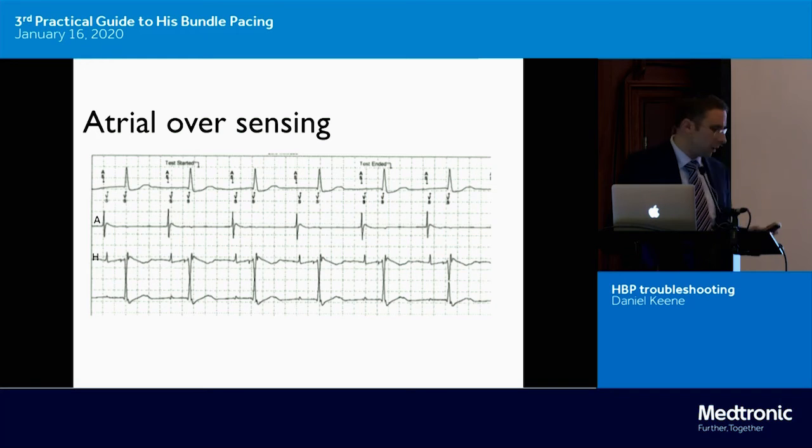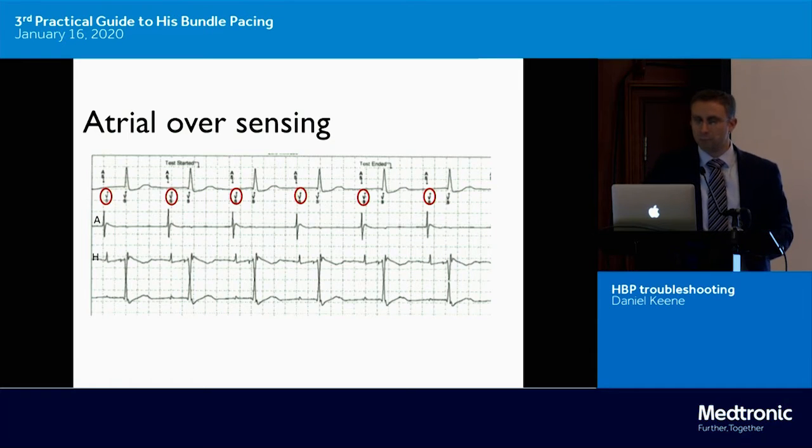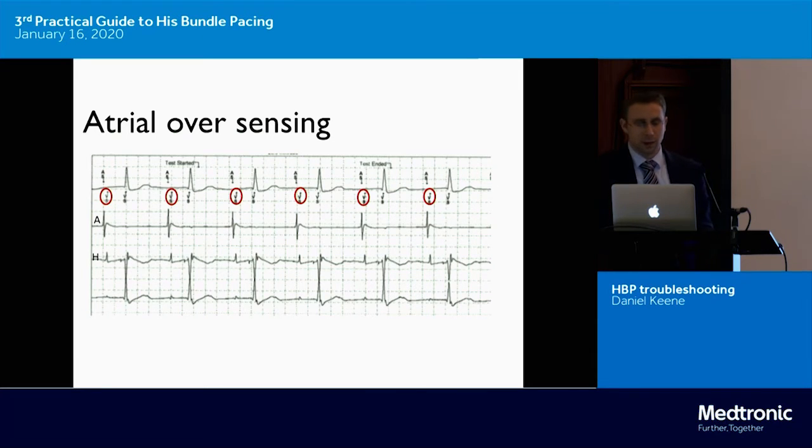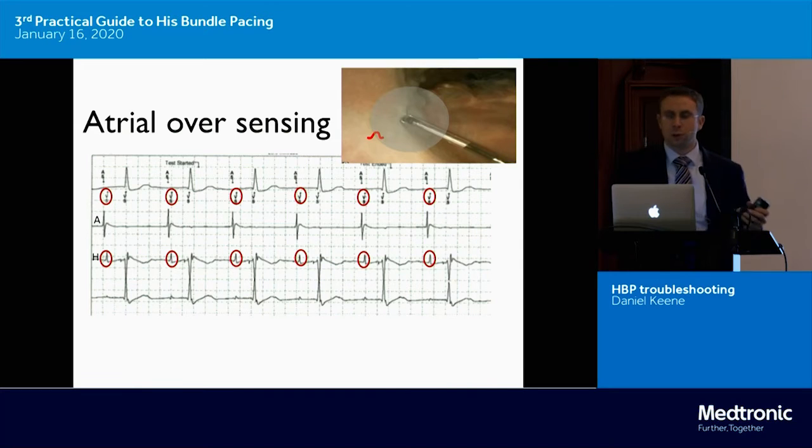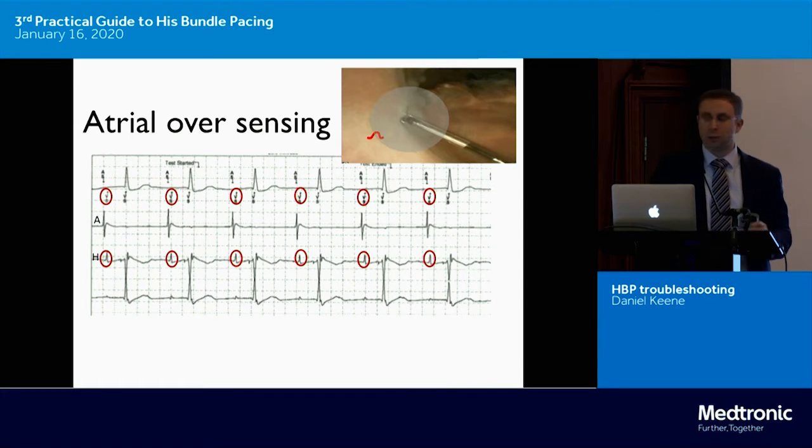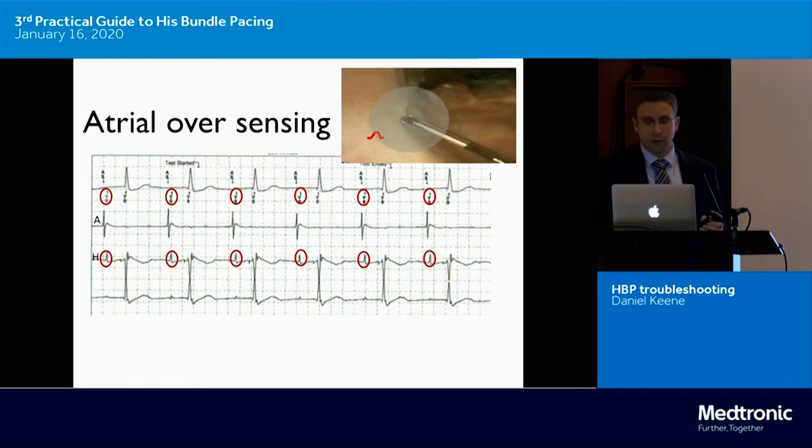Here at the top, we've got our surface ECG, then we've got our atrial channel, and then our His channel. Now, the marker channel here is detecting ventricular sensed events, because due to the location of the lead, the atrial signal is easily detected on the His lead. And so what we're looking at here is that this signal here is actually this. These two are the same, these two are the same.